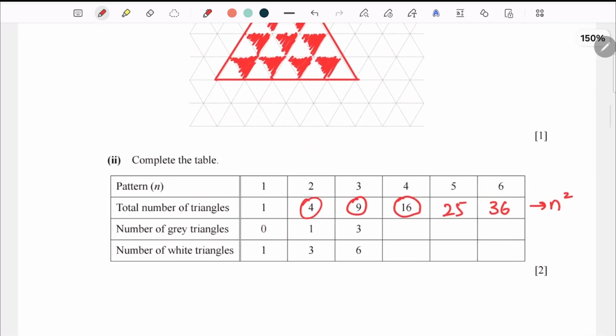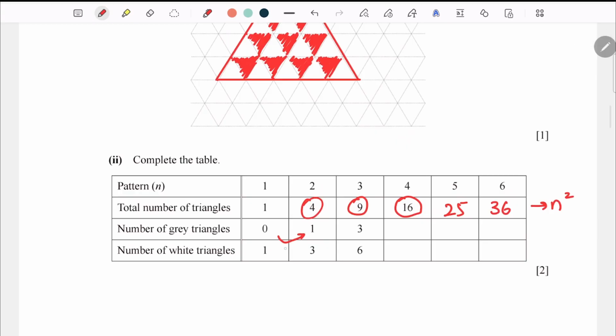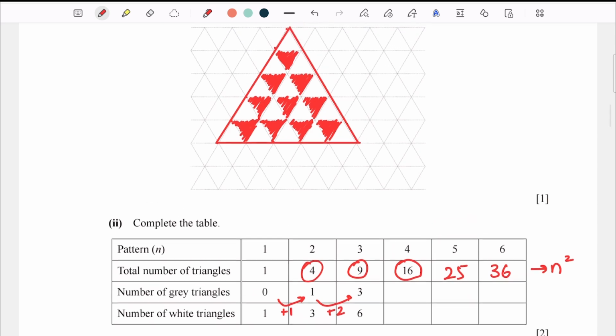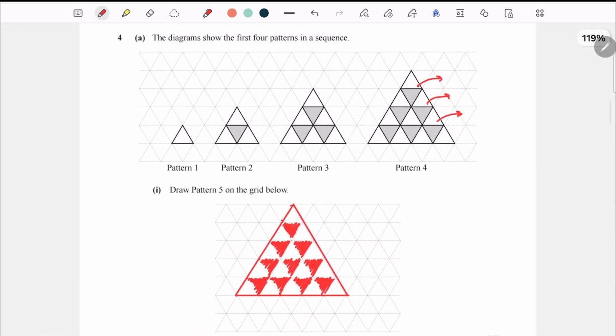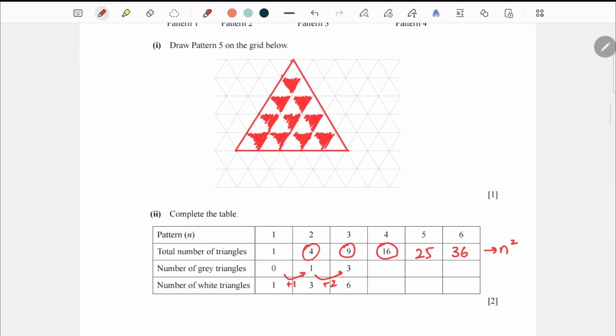Number of gray triangles, this is plus 1, plus 2. In pattern 4, if I count them, 1, 2, 3, 4, 5, 6. This is plus 3. So now following the trend, I'll add 4 to get the number of gray triangles in pattern 5. That is 10. And then I'll add plus 5, and this is 15 in pattern number 6.